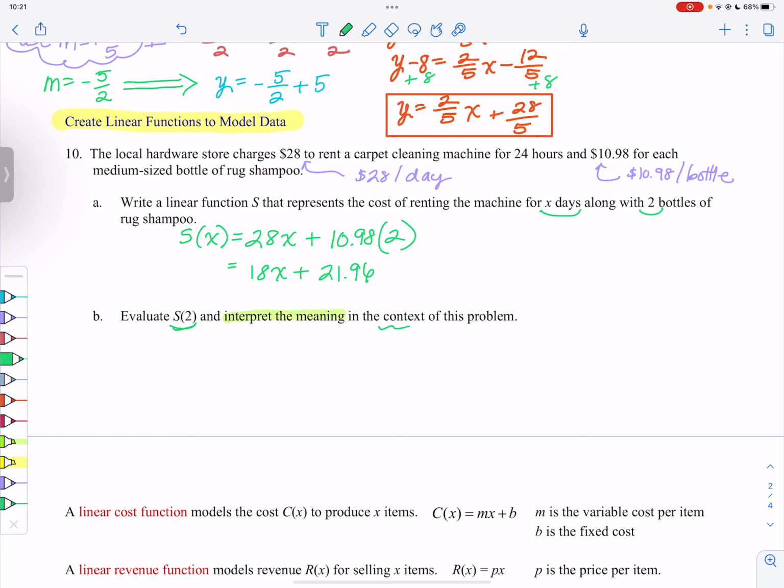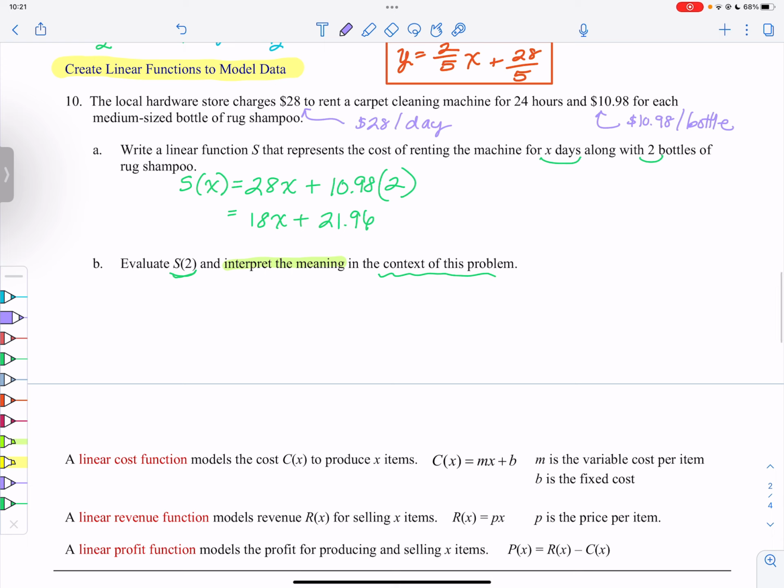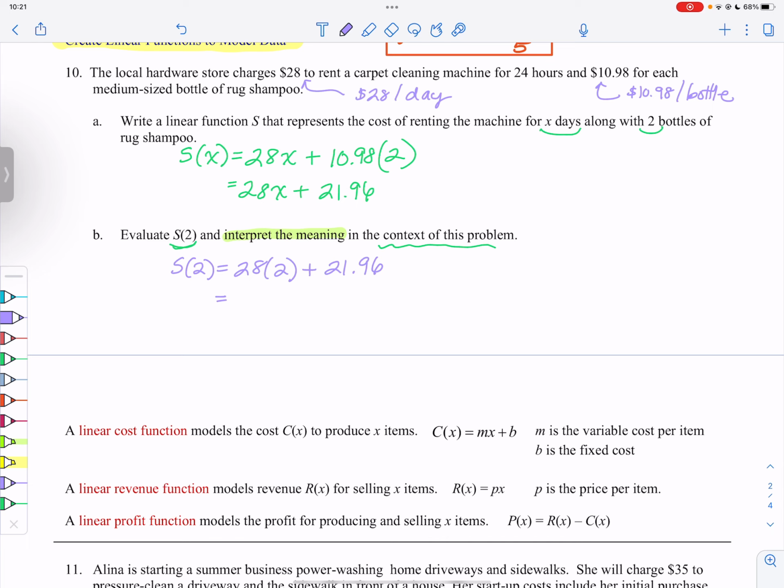Now we want to evaluate S of 2 and interpret the meaning in context. So that means what is going on in the problem has to be described, the meaning of S of 2. So let's go ahead and find S of 2 first. Everywhere there's an x, we're going to replace it with a 2, and it looks like I wrote an 18 there, and I meant to write a 28. Sorry about that. Plus 21.96, and I put this in my calculator, and I got 77.96.